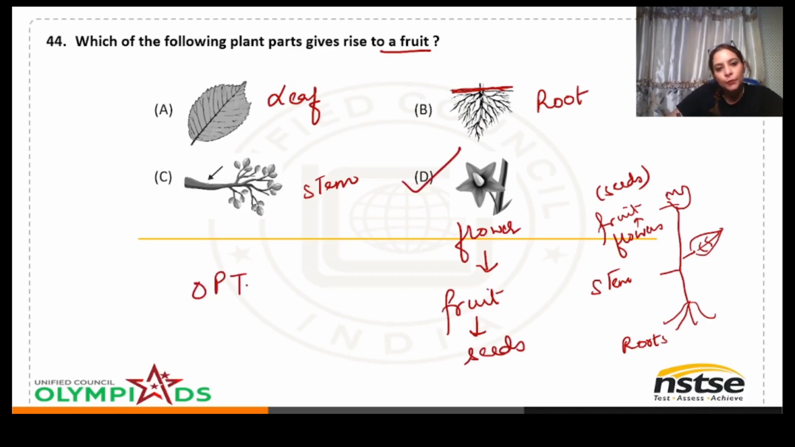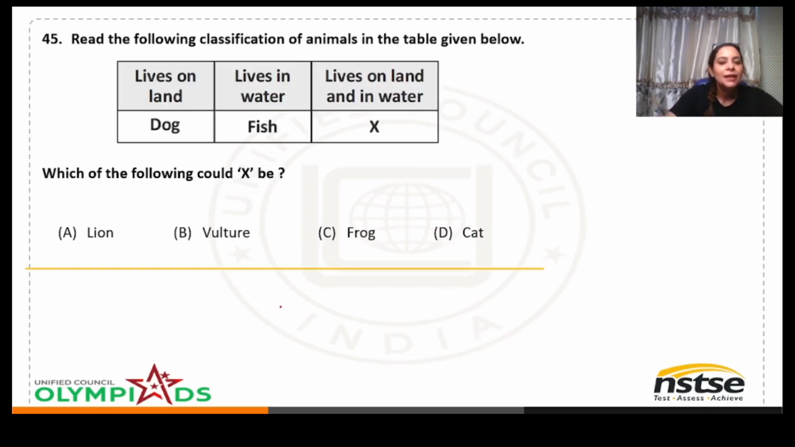So therefore, which option is correct, students? Option D is the correct answer. Next question. Read the following classification of animals in the table given below. Here you can see that we have data given: lives on land, lives in water, lives on land and in water. We have lives on land as dog, lives in water as fish, and lives on land and in water is X. We need to identify it. So what could be X? Options are lion, vulture, frog, and D is cat.